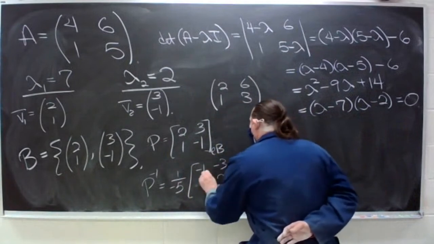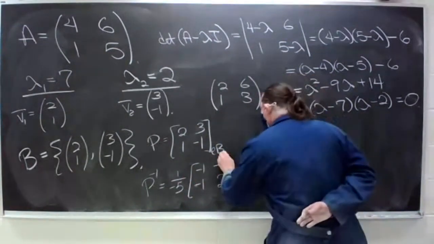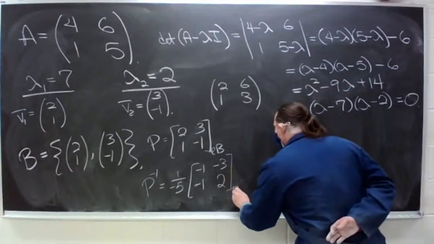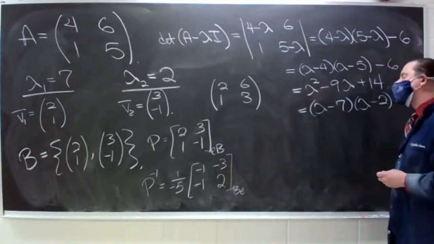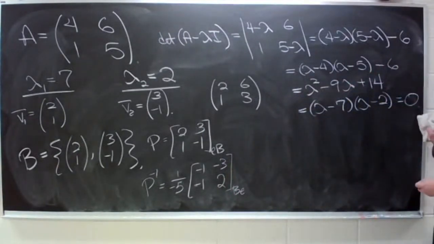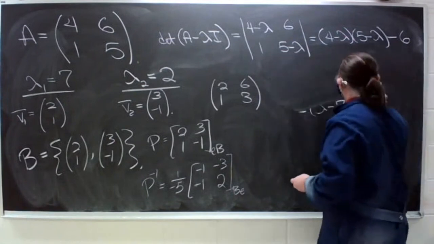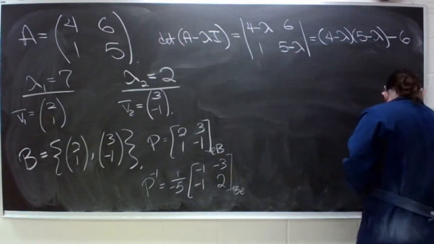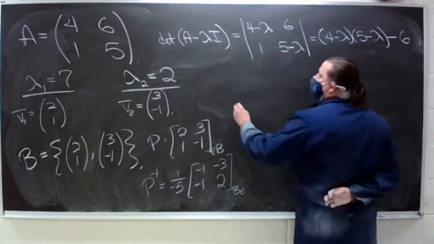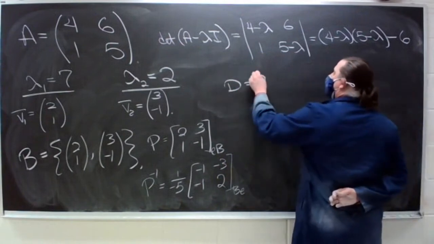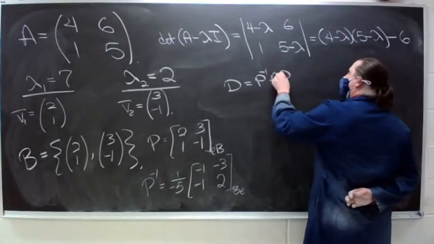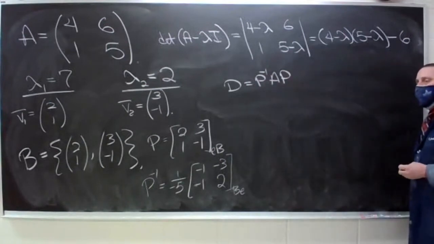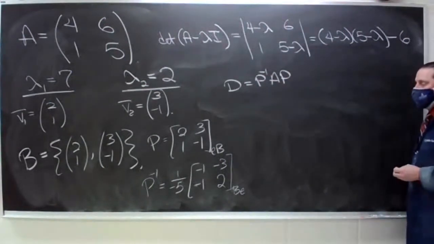swap, negate, is given like that. So my diagonal matrix will be P inverse AP.